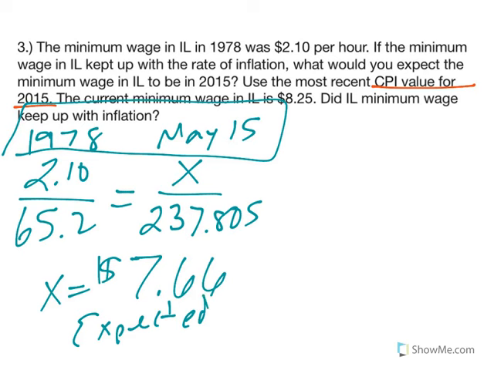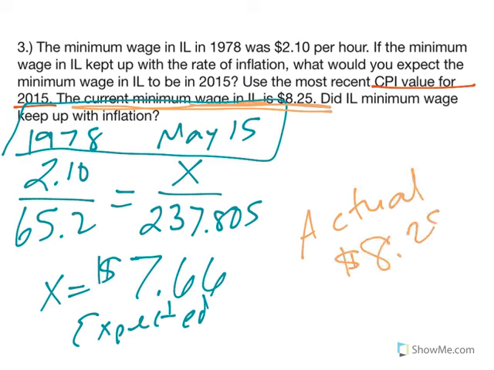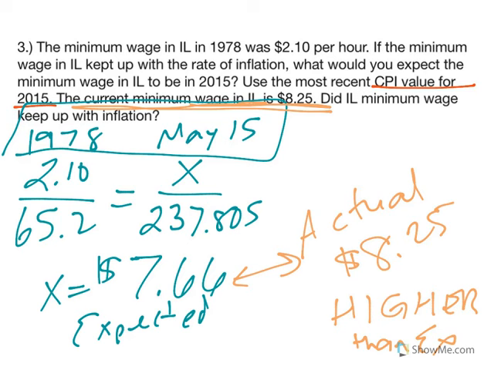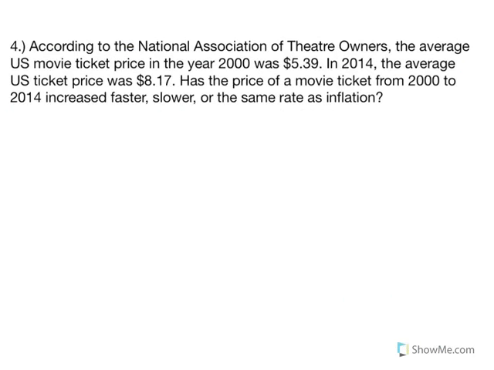Well, you can see in the problem, current, it's actually 825. So if you think about this, expected compared to the actual, if the actual is higher than the expected, that means it grew faster. So it grew faster than inflation because the actual is higher than the expected.